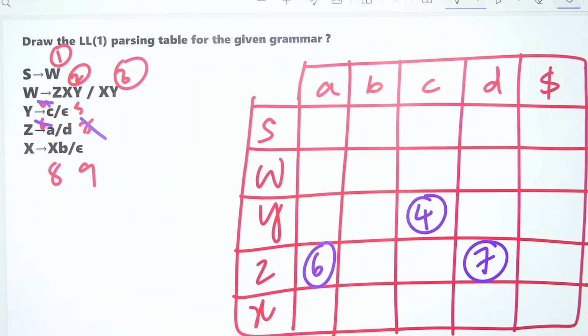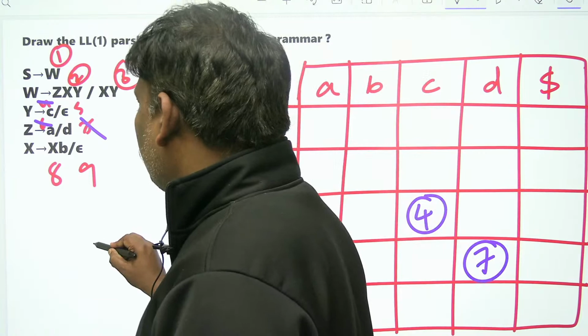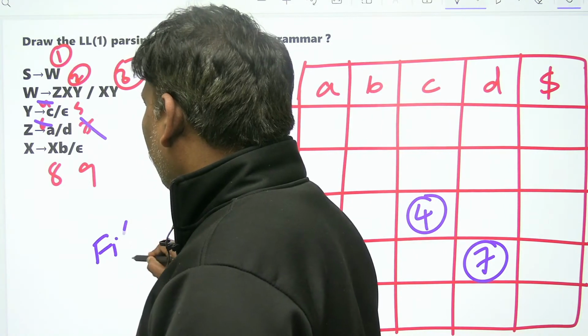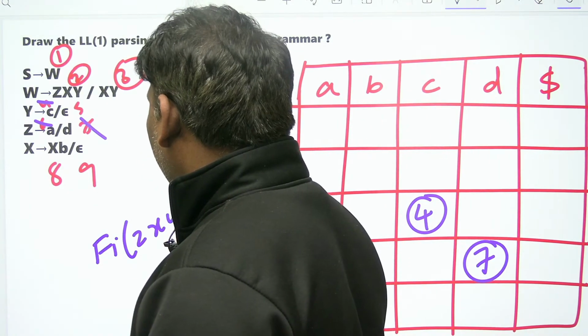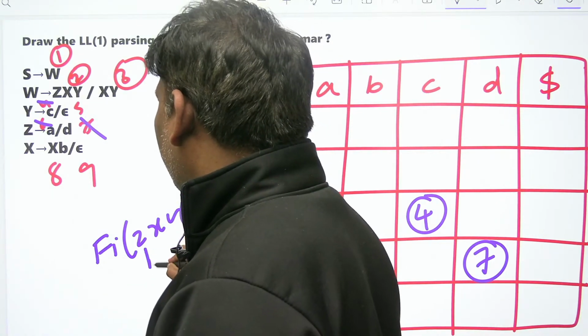Can you help me with one small line? Where will the second production go? Can you guess? Second production belongs to the W variable, so W row. What about the column? The column will be first of ZXY, which means first of Z.